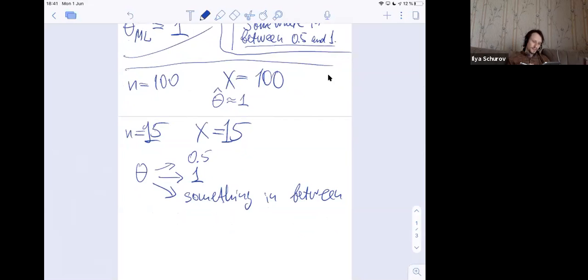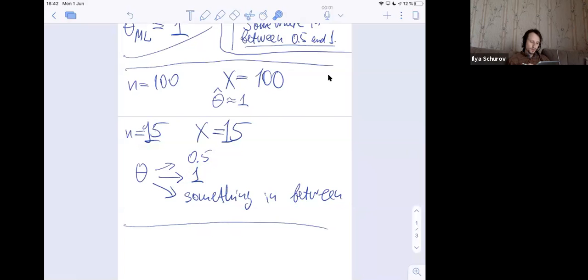Okay. So we see that if I increase number of tossings, number of trials, then at least some people shifts from this estimate to this estimate, and somebody shifts to this kind of result.